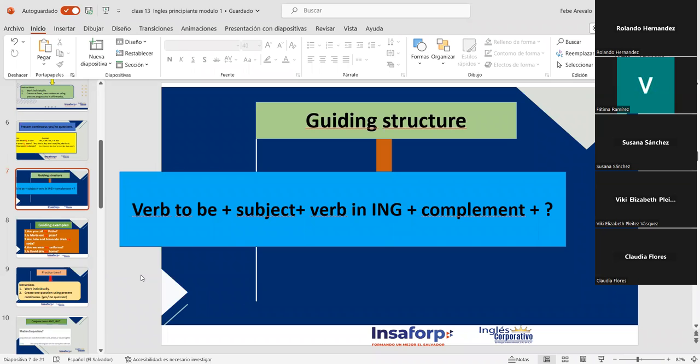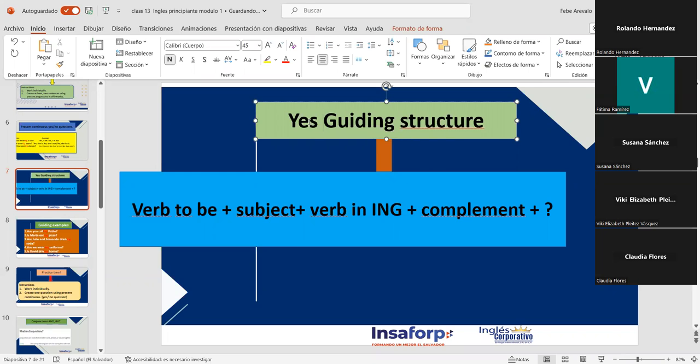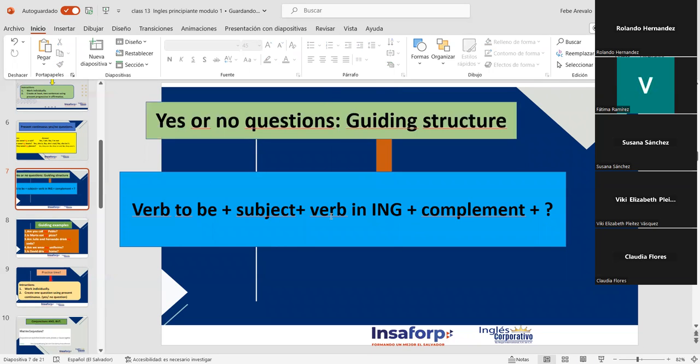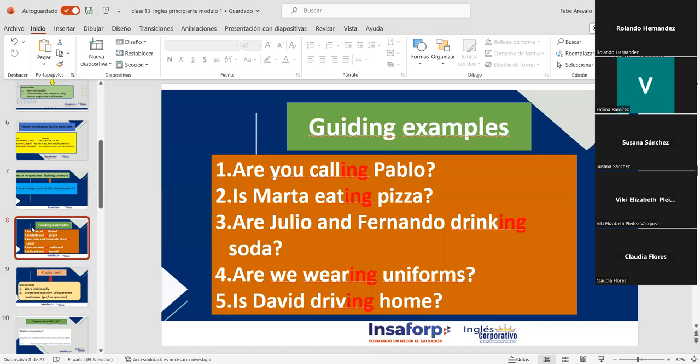All right, let's copy this, please. Esta guiding structure es para yes or no questions. Let me know whenever you're finished. Me avisan, por favor, cuando ya hayan finalizado. Finished. Great. Thank you. Let's go with the guiding examples, all right?